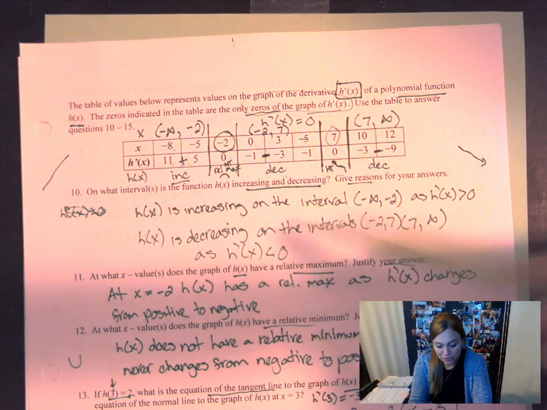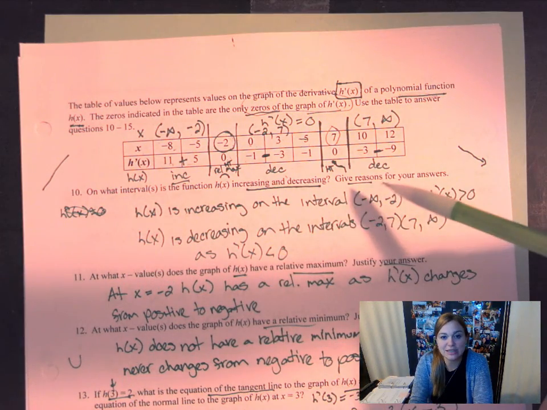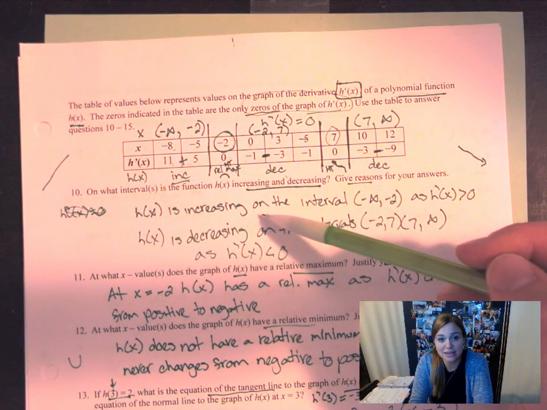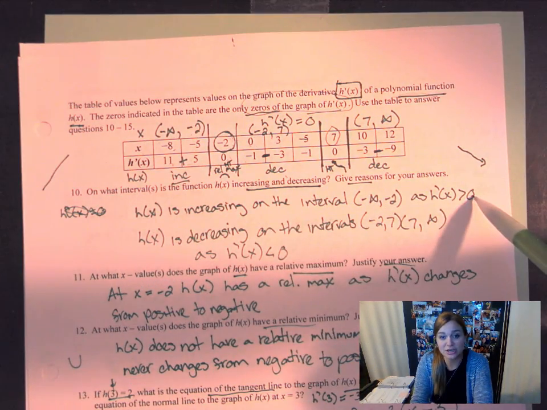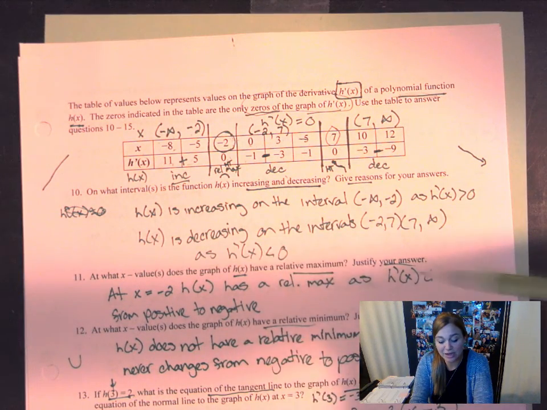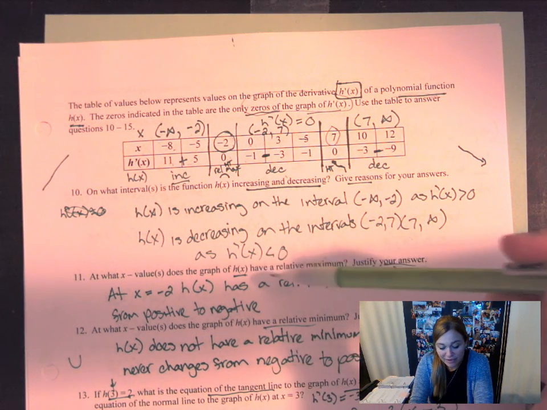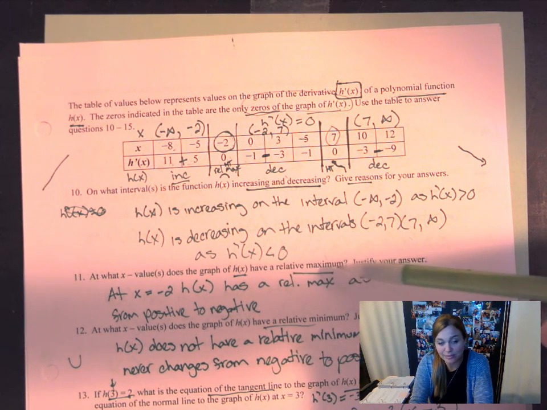Okay, so then we do some work here, and it says increasing or decreasing. Remember, h of x is increasing where h prime is positive. So that's my justification. H of x is decreasing where h prime is negative. That's my justification. And then write the intervals down where those things are happening. At what values does h of x have a relative maximum?